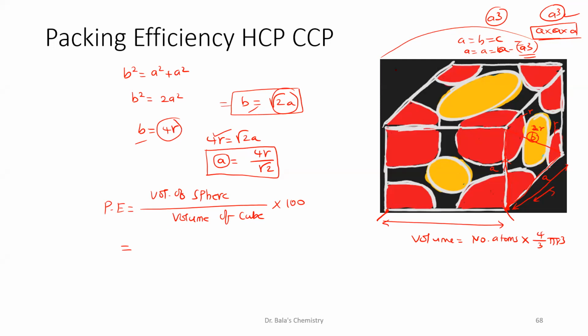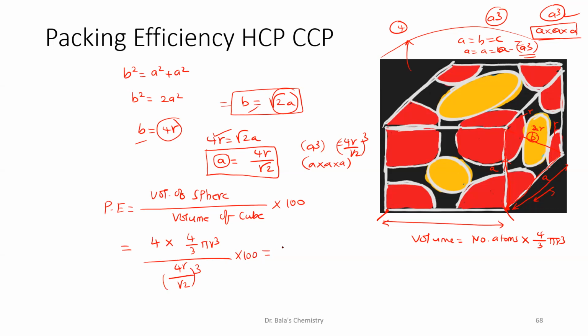How many atoms are there in this particular unit cell? We know it is an FCC unit cell, so the number of atoms is 4. So it is 4 into 4 by 3 pi r cube divided by the volume of the cube, which is A cube, A into A into A. The A value is 4R by root 2, so we take 4R by root 2, the whole cube, into 100. To solve this, you will get 74%.